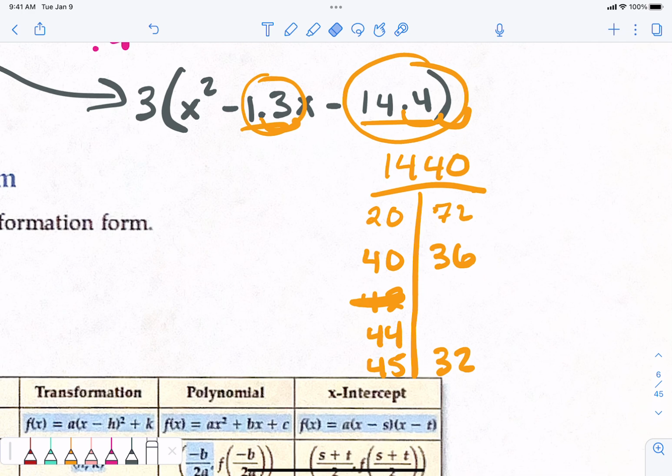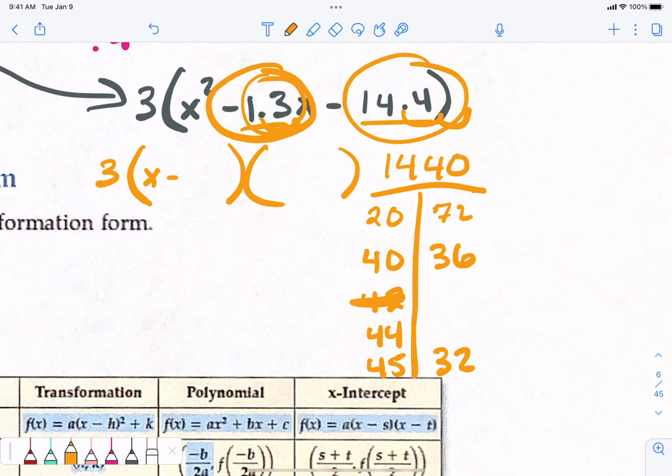So I have the 3 still chilling. Here's my 2 bubbles. I want it to be a negative 1.3. So x minus 4.5 and x plus 3.2. Oh, good heavens. That was a lot. You have to do this process on your homework, but not to this ugly decimal level.